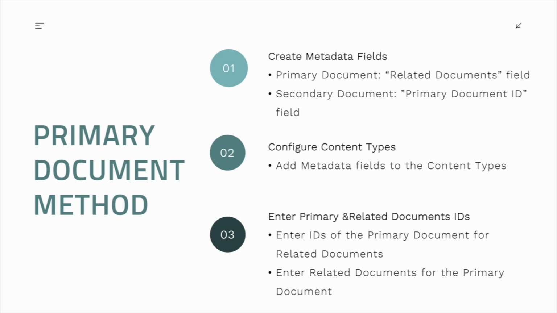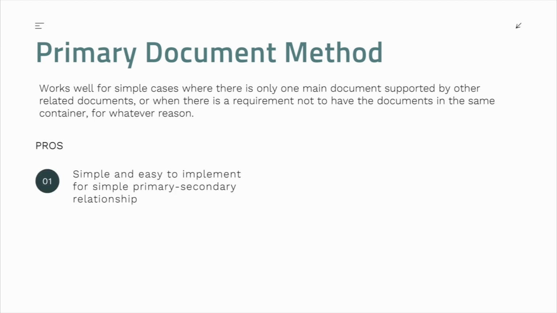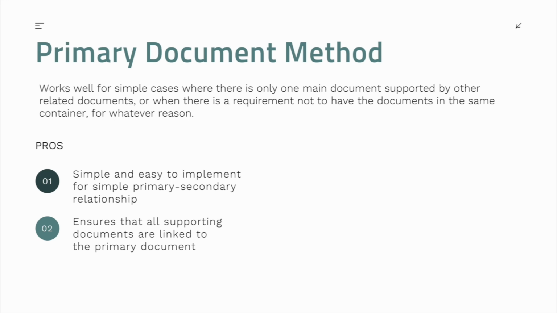The primary document method works well for simple cases, when one main document, the primary, is supported by other related documents, or when there is an absolute need not to have the documents in the same container for whatever reason. It is simple and easy to implement for single primary-secondary relationships. It ensures that all supporting documents are linked to the primary document. It solves the dilemma of linking dispersed documents.